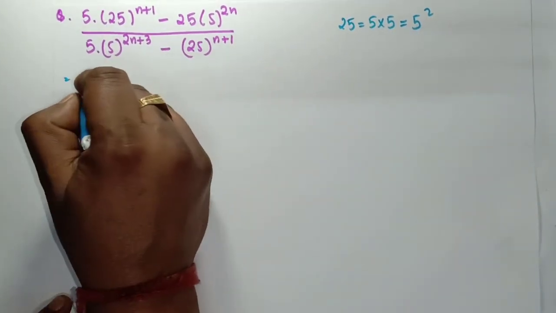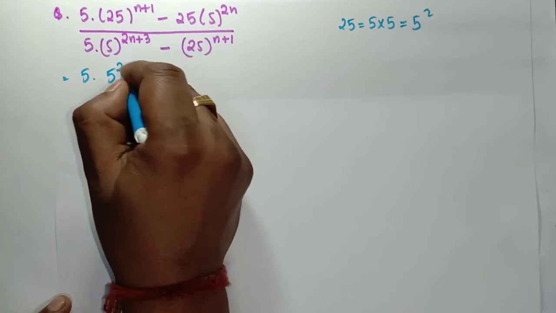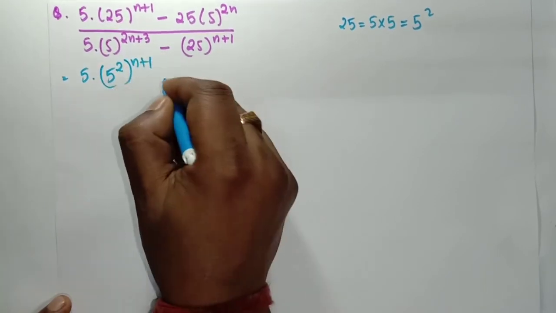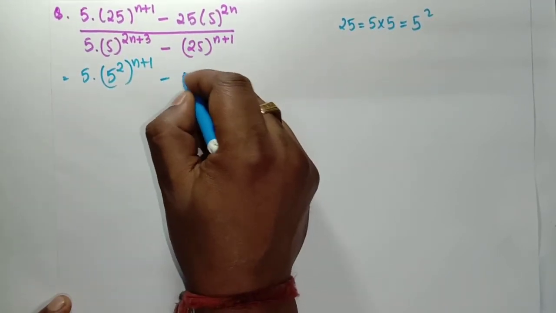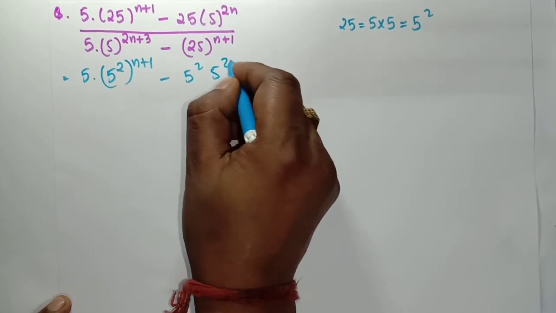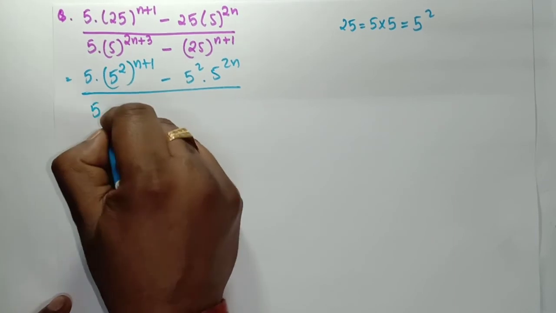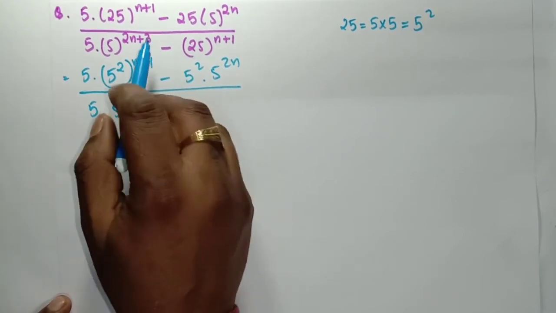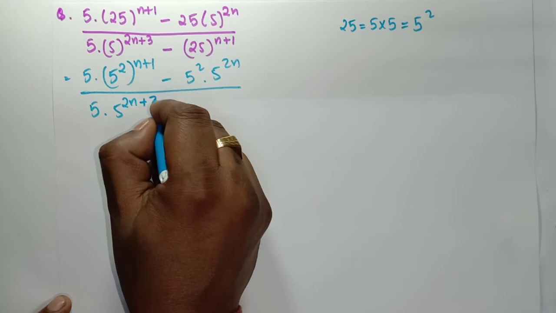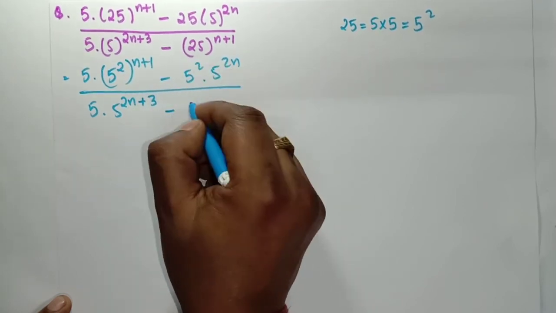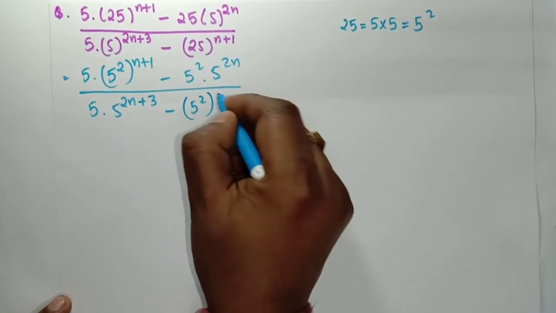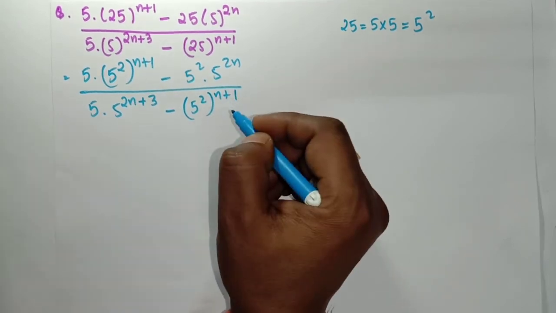So what will be the first step? 5 · (5 square) to the power n plus 1, minus, again 25 is there, so 5 square, so this will be 5 to the power 2n. Dot means multiply. This side 5 dot 5 to the power 2n. You can see here there is plus 3 minus again 25 is there, so I can write 5 square to the power n plus 1.